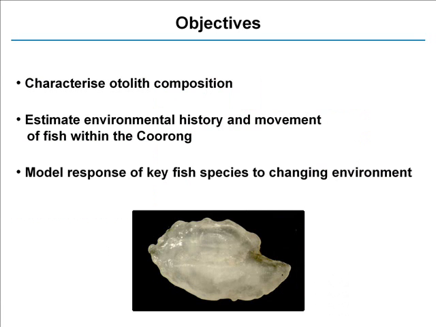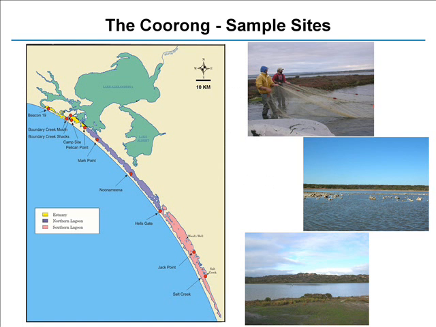So the objectives of this particular work were firstly to characterise the otolith composition, then to estimate the environmental history and movement of fish within the Coorong, and then to feed this information into models that look at the response of key fish to a changing environment. For this talk, I'm going to focus on the first two components. So the work was done in the Coorong.